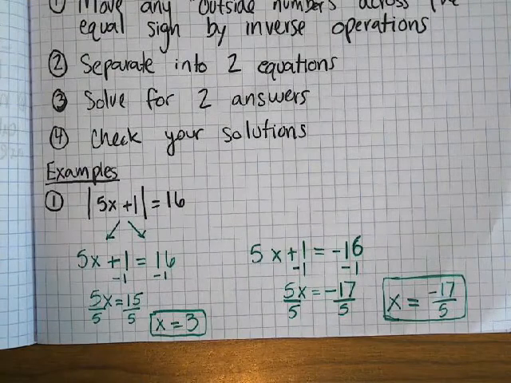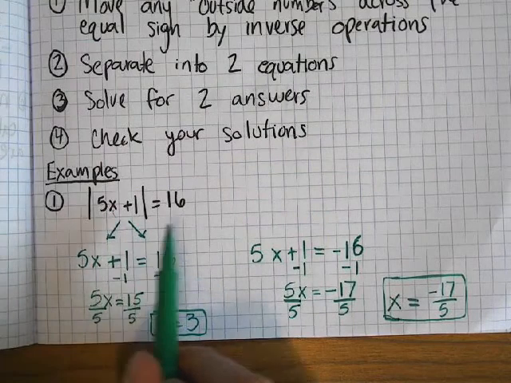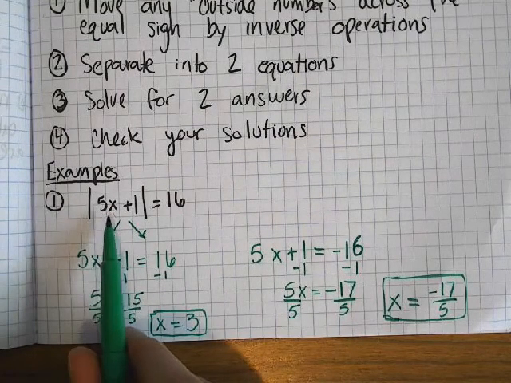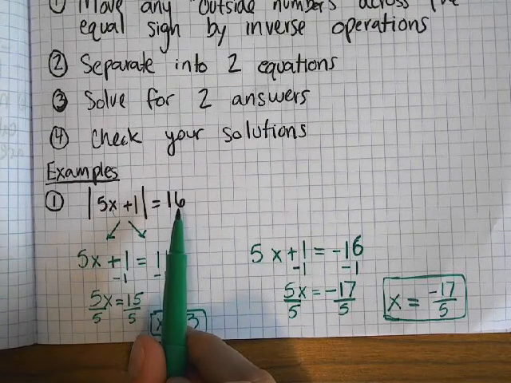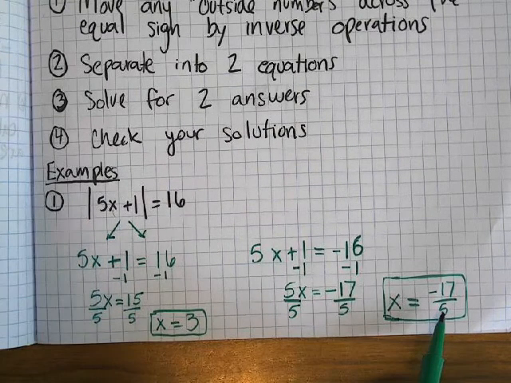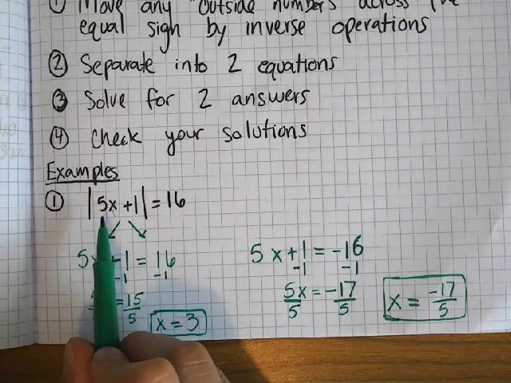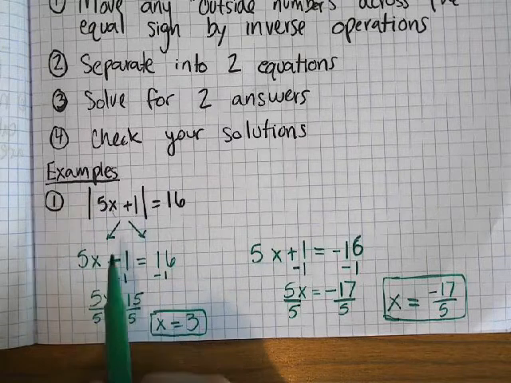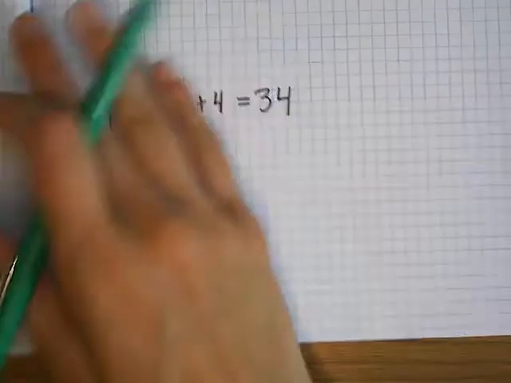3 and -17/5. Now when I check my answer, I can plug this back into my original equation and see if I get 16. So 5 times 3 is 15 plus 1. The absolute value of that would be 16. If I plug in -17 over 5, that times 5 would just be -17, plus 1 would be -16, and then the absolute value of that would be 16.